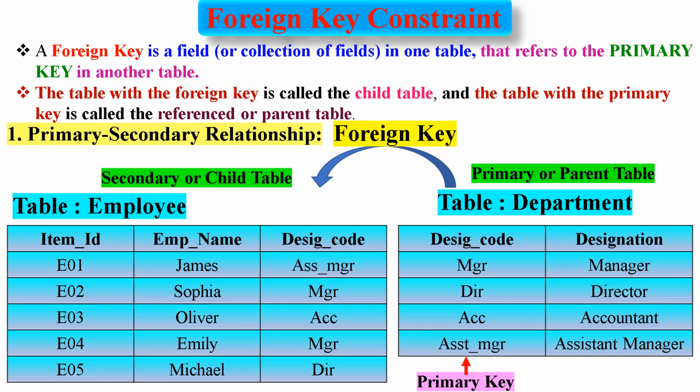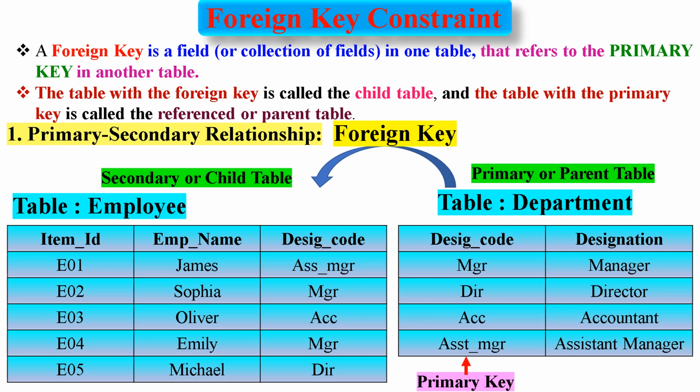Let's learn about the foreign key. A foreign key is a field, or collection of fields, in one table, that refers to the primary key in another table. The table with the foreign key is called the child table, and the table with the primary key is called the referenced or parent table.